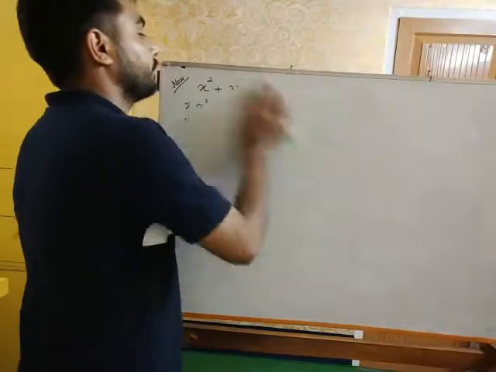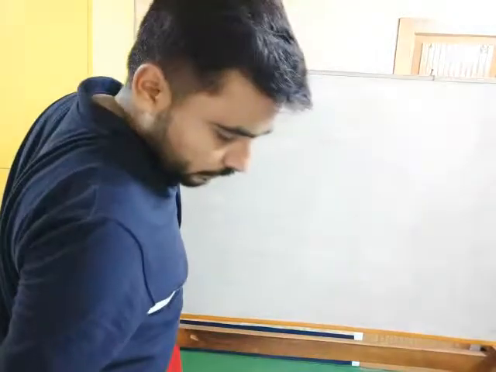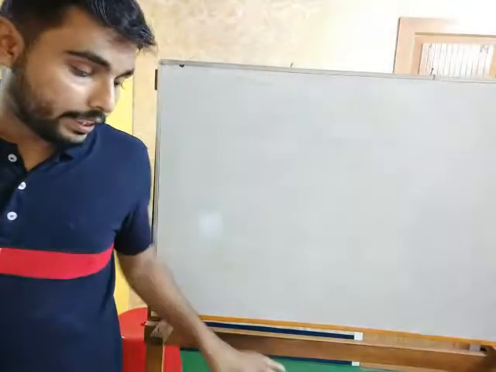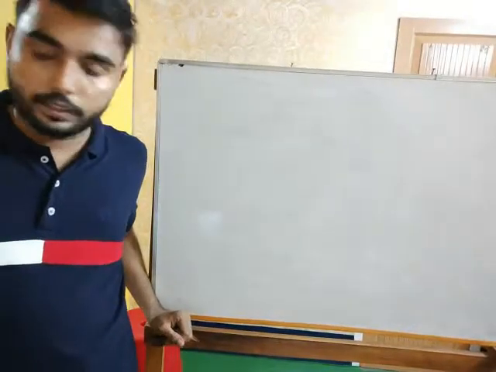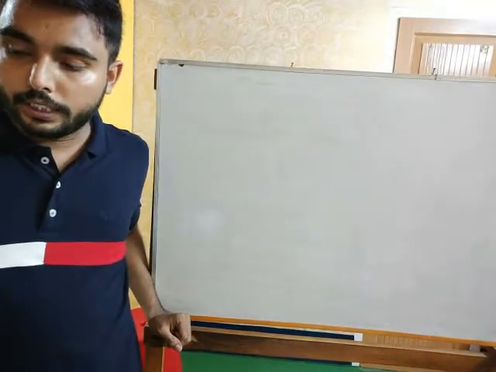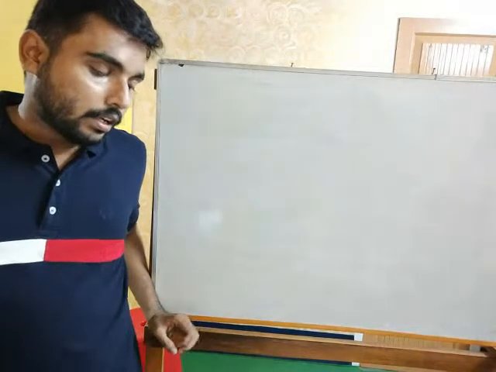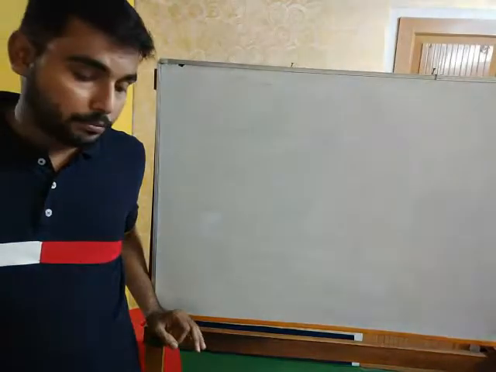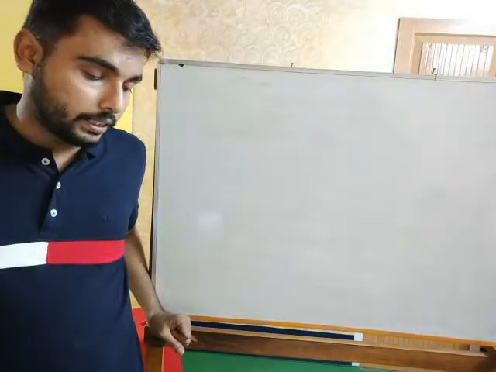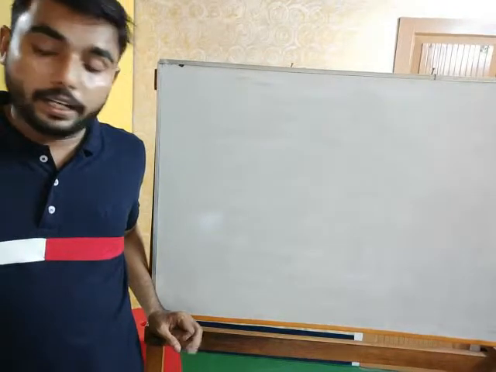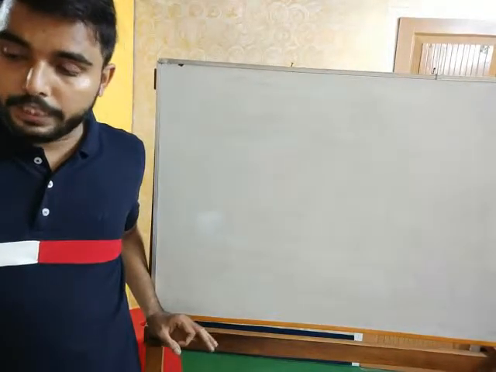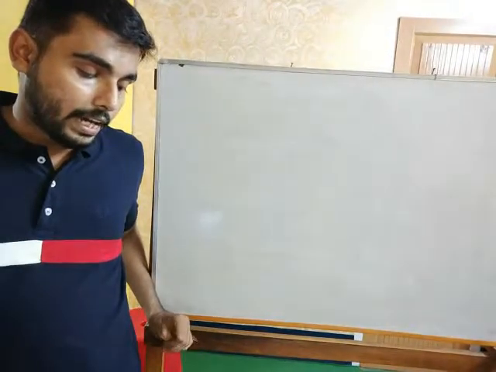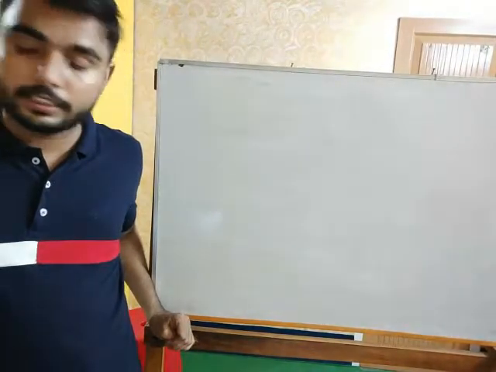Let's see the last one. Question number 4. A train travels a distance of 480 km at a uniform speed. What is it said? A train travels a distance of 480 km at a uniform speed. If the speed had been 8 km per hour less, it would have taken 3 hours more to cover the same distance.